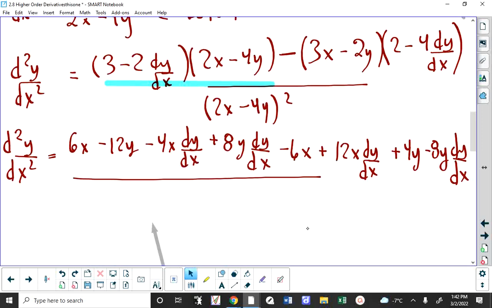Double check. I already checked my foiling before. 3x times 2 is 6x, and I subtract 6x. 3x times negative 4 dy dx is negative 12x dy dx, and I'm subtracting a negative, so this becomes positive here. My inner is negative 4y, but I'm subtracting it, so it's 4y, and my last is positive 8y dy dx, but I'm subtracting it. Look good?